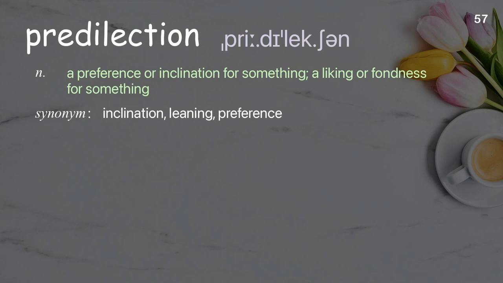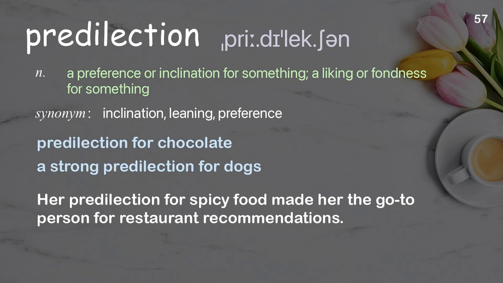Predilection. A preference or inclination for something; a liking or fondness for something. Examples: Predilection for chocolate. A strong predilection for dogs. Her predilection for spicy food made her the go-to person for restaurant recommendations.